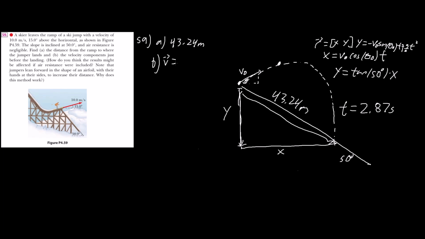Now that we answered part A, let's answer part B. The velocity component for x is just v cosine of theta naught, which is 9.66 meters per second. The other component, v sine of theta minus g t, is minus 25.61 meters per second. Beautiful. All right, we're done.